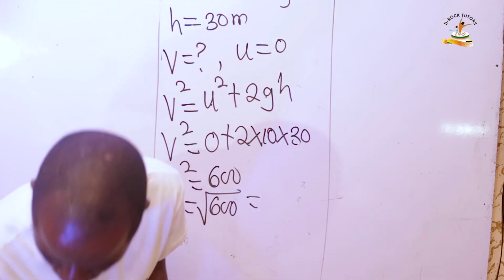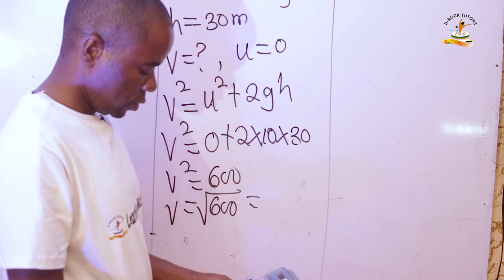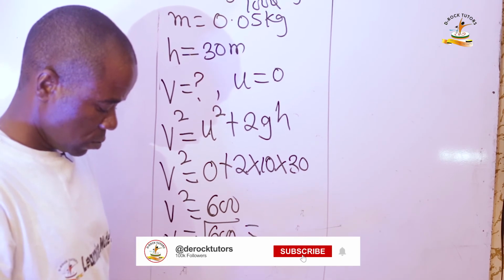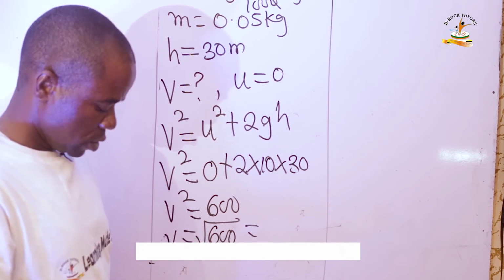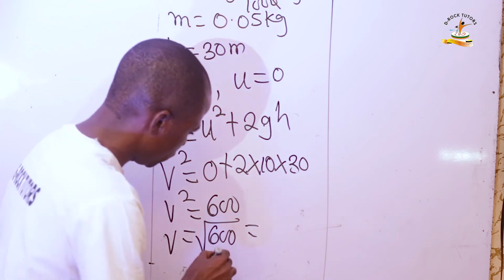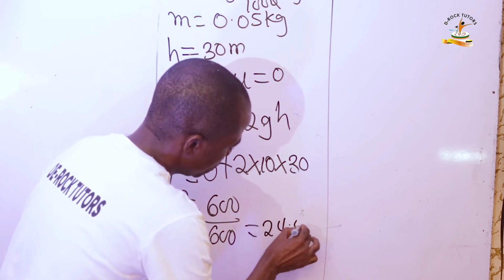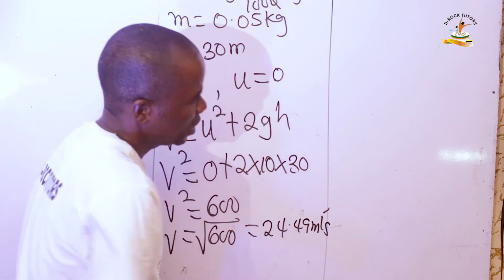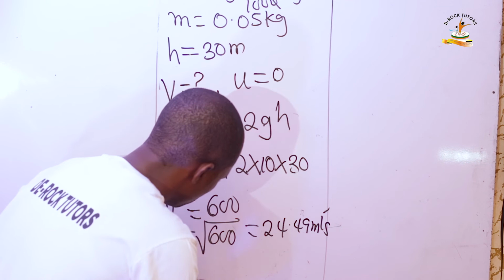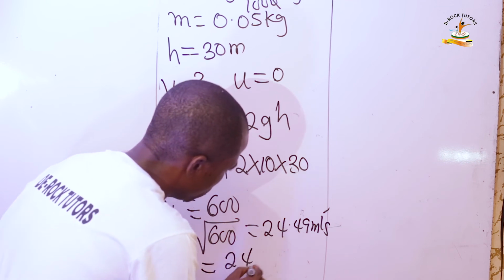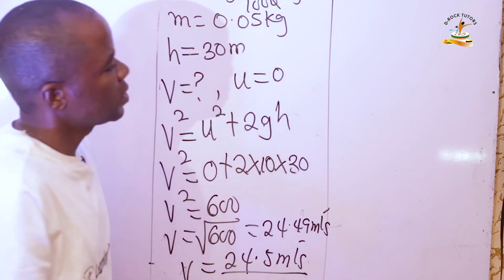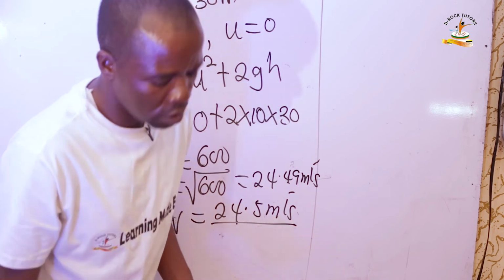Let's find out from a calculator. What do we get? The square root of 600. That's 24.49. 24.49 meters per second. And if you look at the board, that is going to be option D. It was corrected to 1 decimal place. You can round this one to 24.5 meters per second. The correct answer is option D.